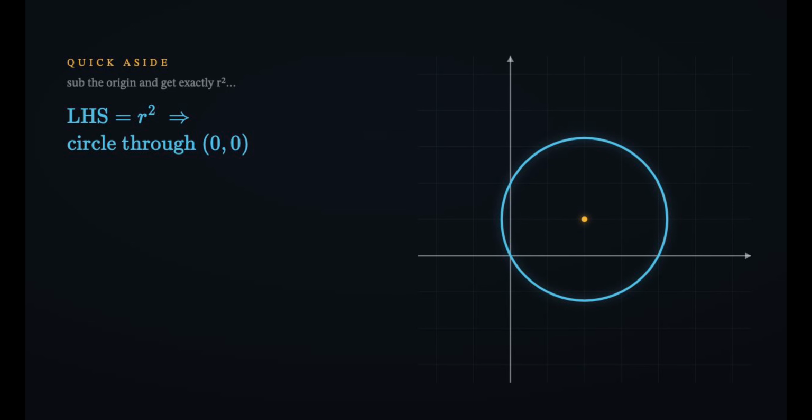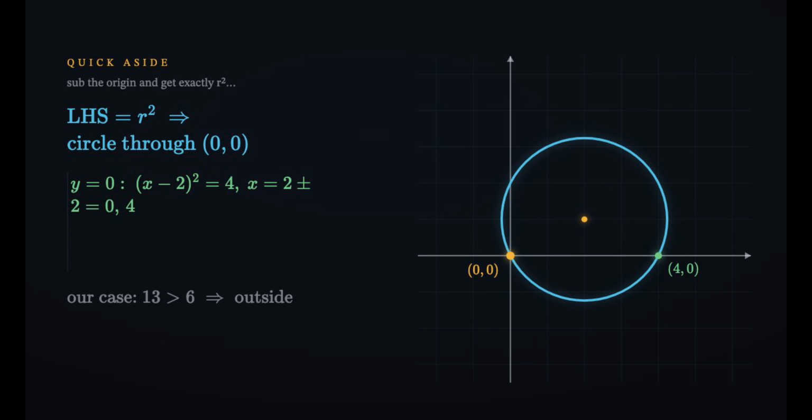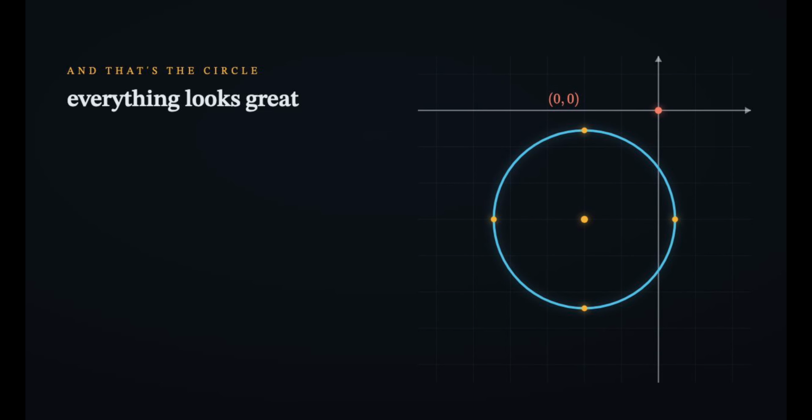Quick aside, if you ever substitute the origin and the left side comes out to exactly r squared, the origin sits right on the circle, so the curve passes straight through (0, 0). Okay, in our case 13 is greater than 6, so that means our origin is outside the circle. Lovely, done. Now let's find the y and x intercepts. We won't usually bother, but this question told us explicitly to do that, so we'll do it. Sub x equals 0 and y equals 0. Alright, lovely, everything looks great.